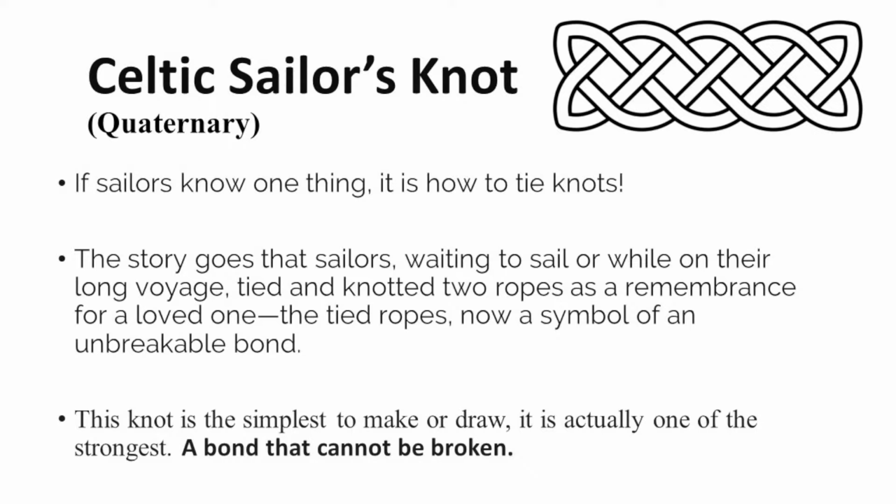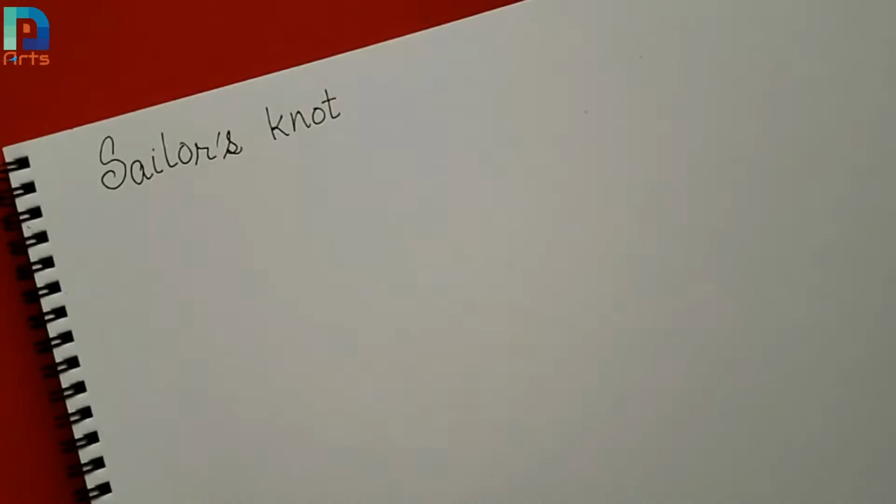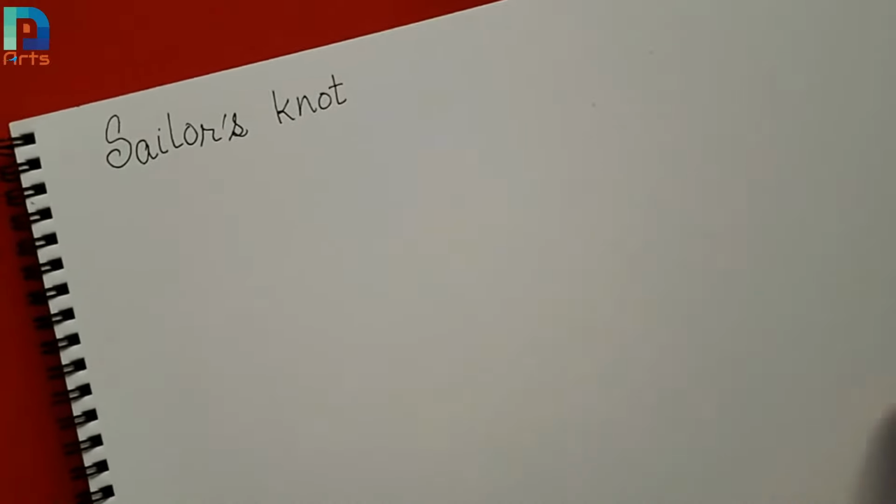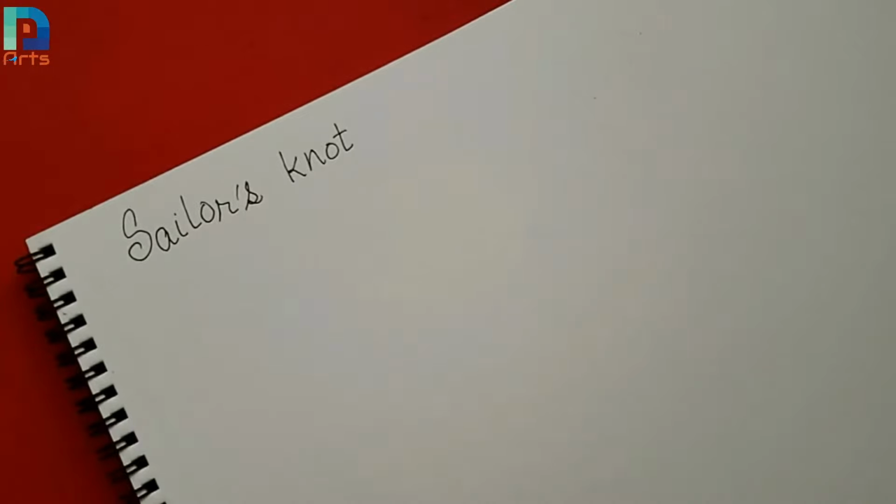The story goes that sailors waiting to sail, or while on their long voyage, tied and knotted two ropes as a remembrance for their loved ones. The tied ropes are now a symbol of an unbreakable bond. That is the story behind this sailor's knot. We use this knot in different variations. Before we start, let me just show you this one.